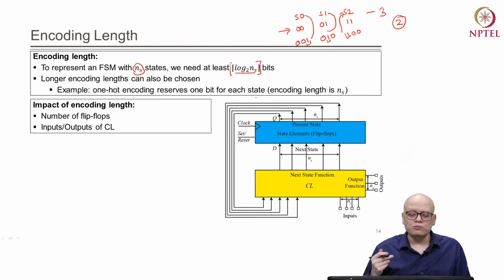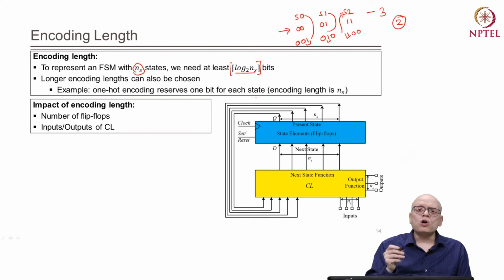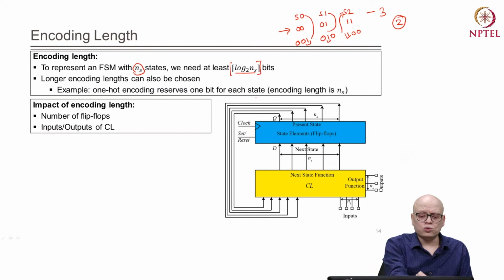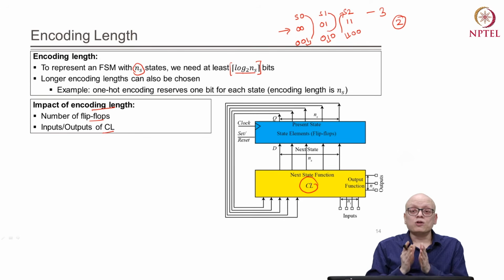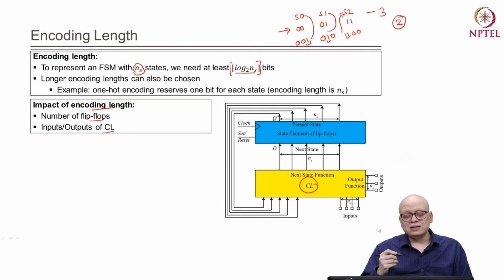Now, why would we want to change the encoding length? Why not always the minimum? There are complicated dependencies between the encoding length, the number of flip flops, and the input and output of the logic block CL, right. Of course, when we increase the number of bits, the number of flip flops will increase, but what effect it will have on the combinational logic is not easy or straightforward to think about in terms of the figures of merit, for example, the area and also the timing.